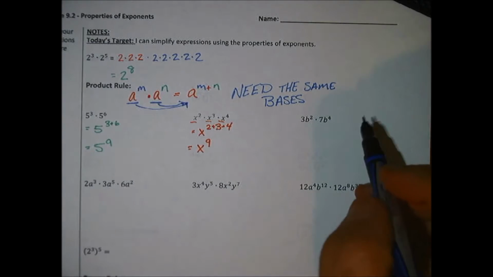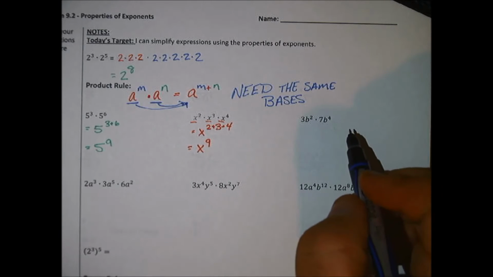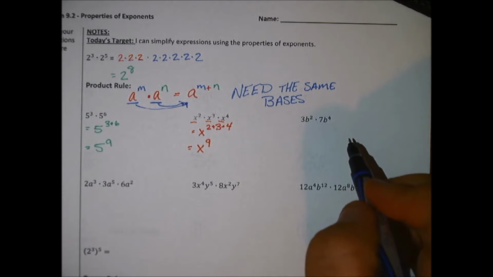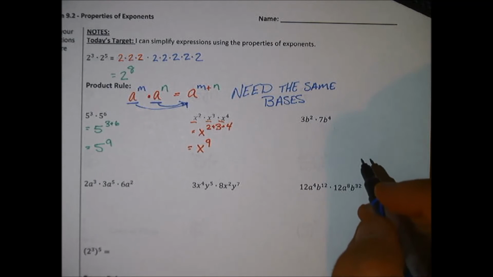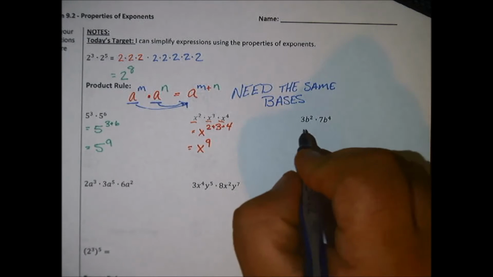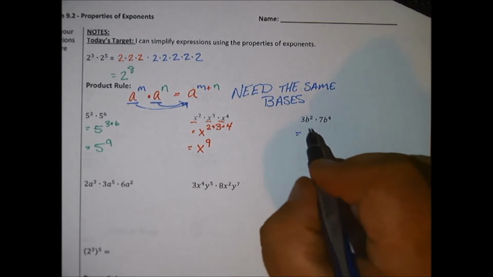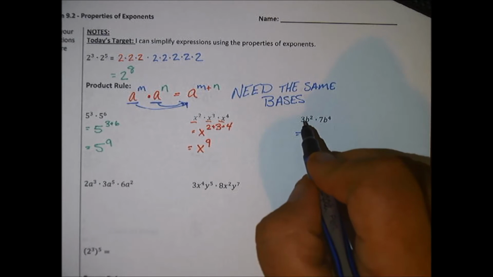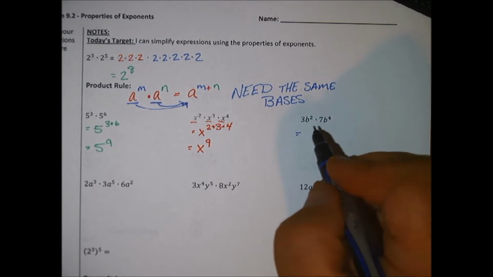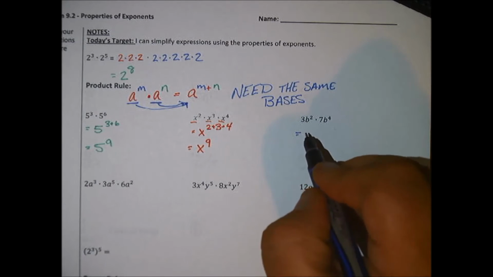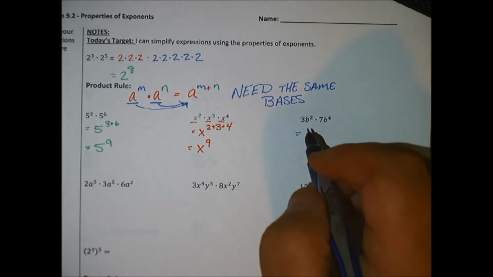Here we have a little bit different problem. In fact, what I want you to do is pause the video and try this one. Welcome back. Hopefully you had a chance to get that done. The key here is that 3 is not being raised to that second power. 3 is out in front, so we're going to treat that as if it's out in front.